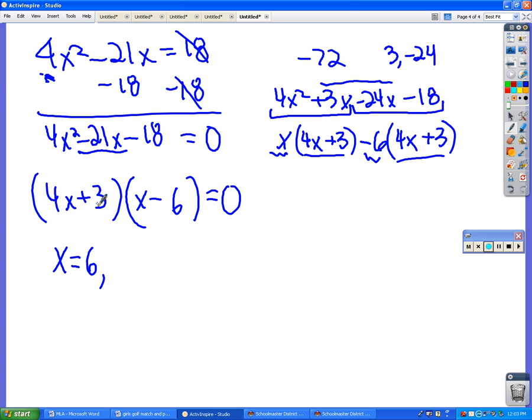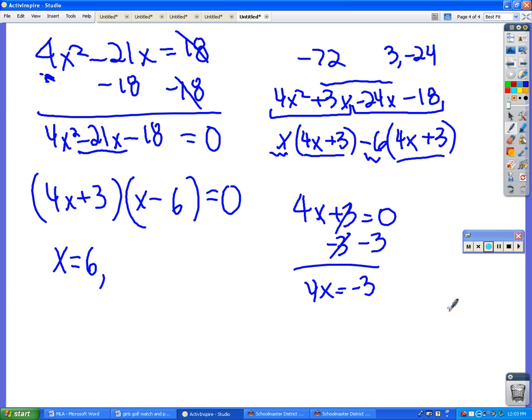For 4x plus 3 to equal 0, that's a little trickier, so I'm going to solve that on the side. 4x plus 3 equals 0. What are the two steps I do to solve that equation? Subtract 3. So those cancel and 4x equals negative 3. And then divide by 4. So what's my other answer for x? Negative 3/4.